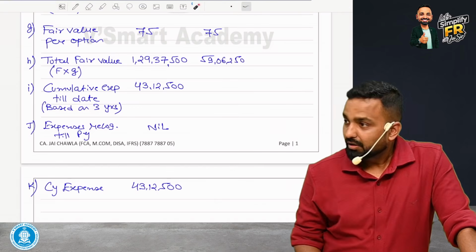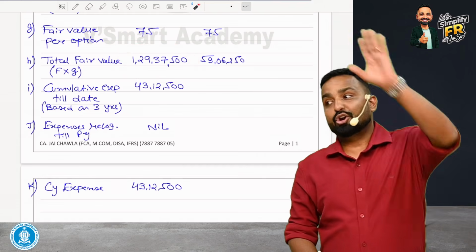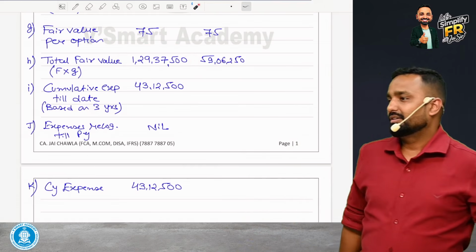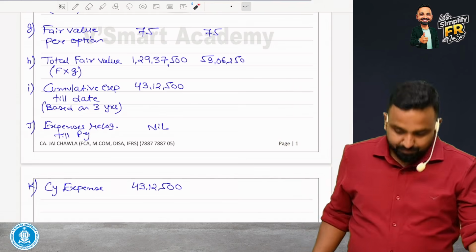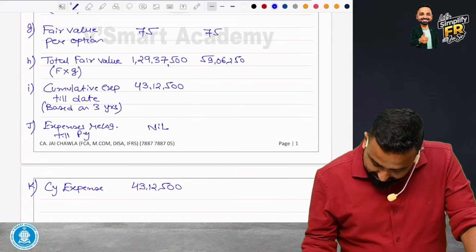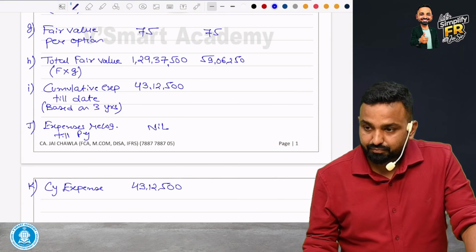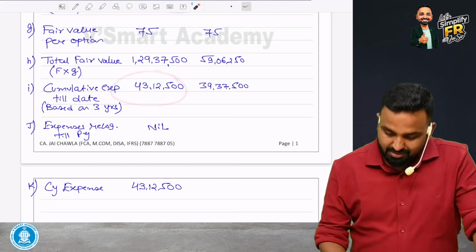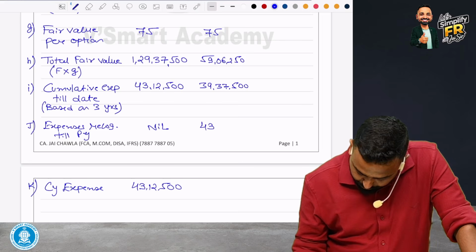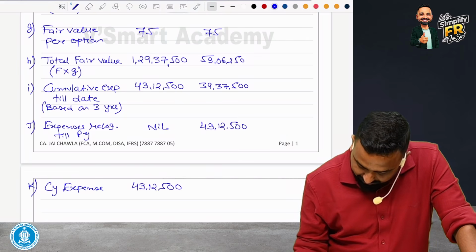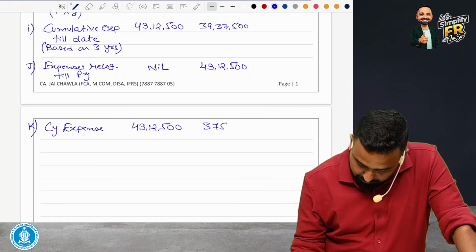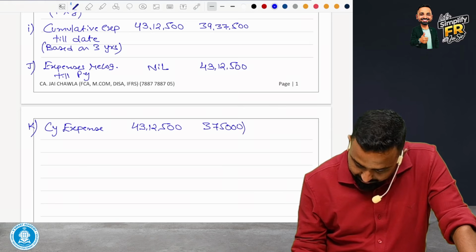See, earlier company was estimating 1 crore 29 lakh. Now because so many employees left the job, only 59 lakh of expense our company is expecting. Now cumulative expense till date 39 lakh 37,500, but we already recognized 43 12 500. So tell me: 3 lakh 75,000 negative. Negative.